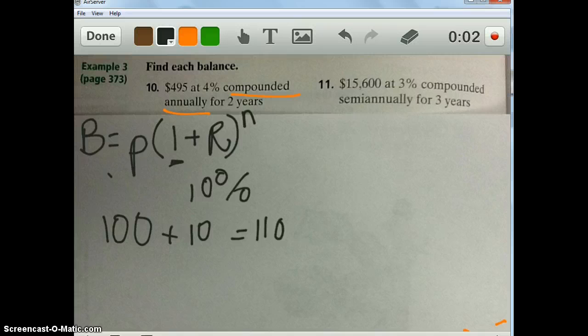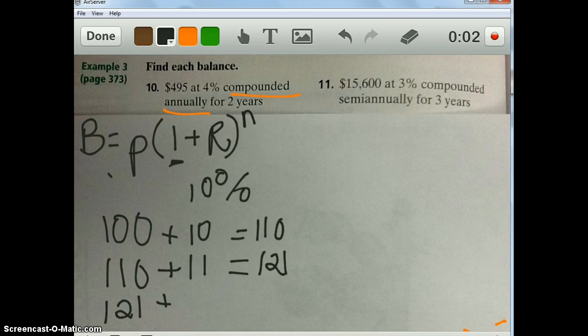Nice. That means the second year I start with $110. If I take 10% of that, that's $11, so I'm making more money because my money made money last year. That means now in my bank account I have $121. So that's my second year. When I start my third year, I have $121, and then plus 10% of that is $12.10.